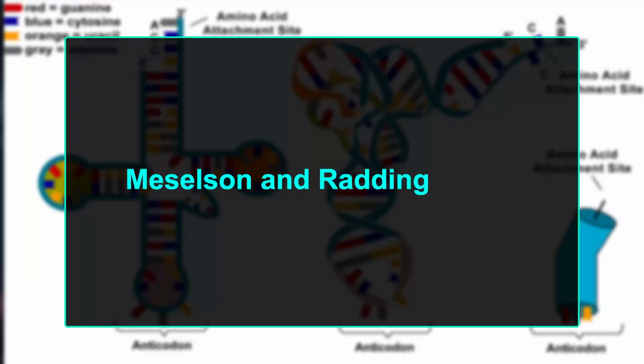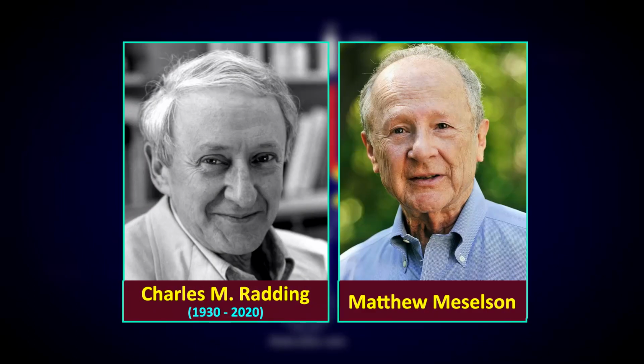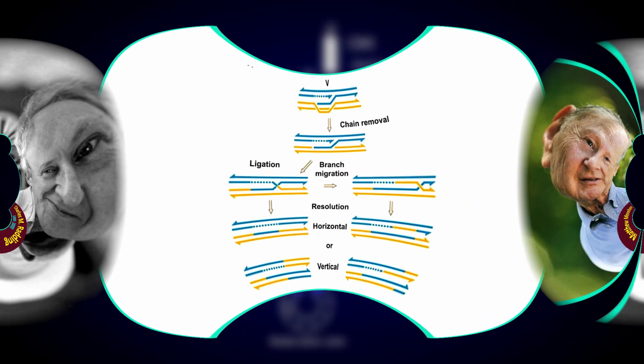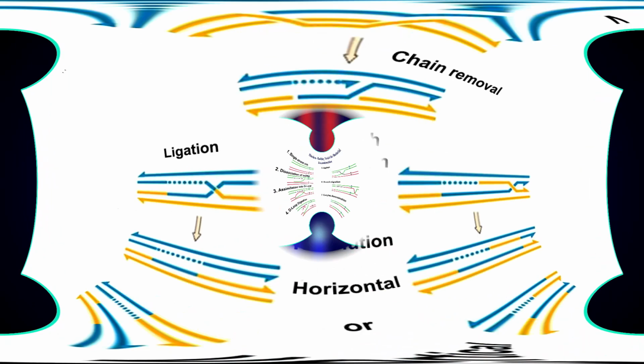Now, let us discuss the Meselson and Radding model. Meselson and Radding in 1975 proposed a model that is a more satisfactory scheme than the Holliday model. The Meselson-Radding model of genetic recombination was devised to allow the formation of heteroduplex DNA on one chromatid or on two chromatids within the same recombination event.